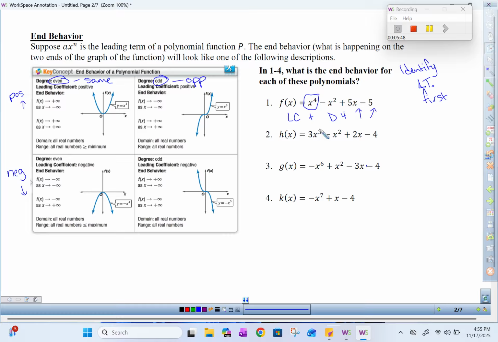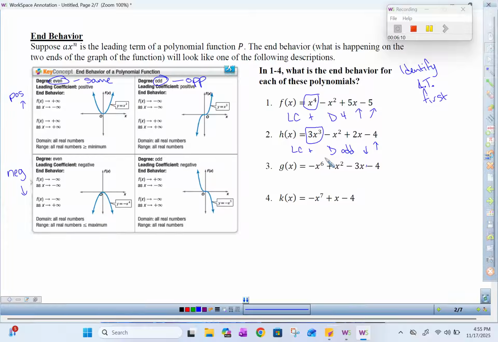On the next one, we have a cubic. We've got a leading coefficient that is positive. We have a degree that is 3, so that's odd. I'll write it that way this time. Odd means opposite, and we have to end positive. So if we have to end positive but go opposite directions, that means we have to start negative, or start low.